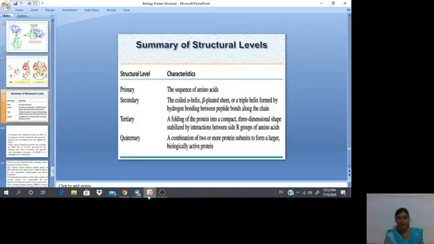To summarize: primary, the sequence of amino acids. Secondary structure, the coiled alpha helix, beta pleated sheet or the triple helix formed by hydrogen bonding between peptides along the chain. Tertiary, a folding of protein into compact three-dimensional shapes stabilized by interaction between side R groups of amino acids. And the quaternary, a combination of two or more protein subunits to form a larger biologically active protein, for example, hemoglobin.